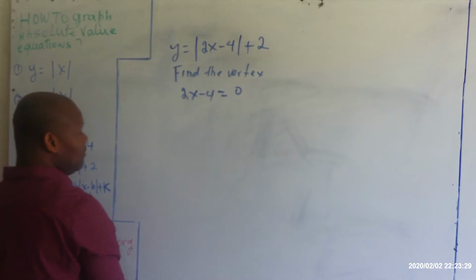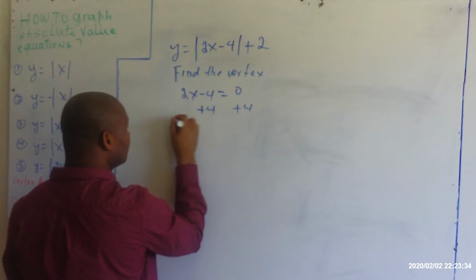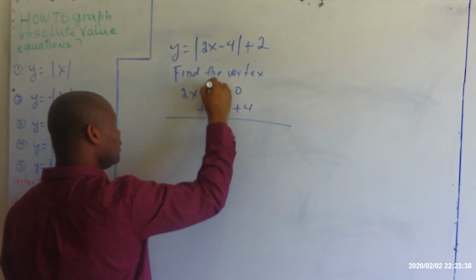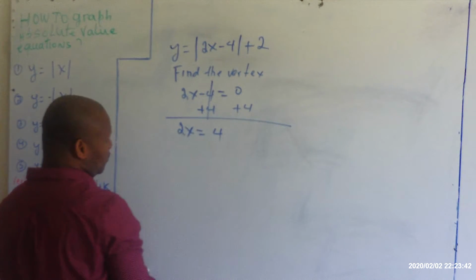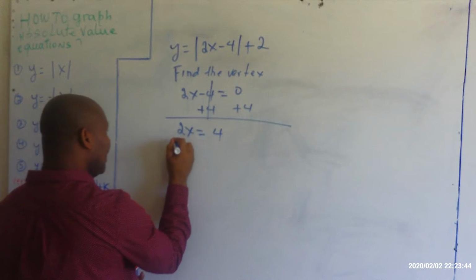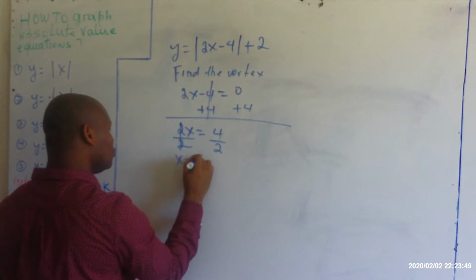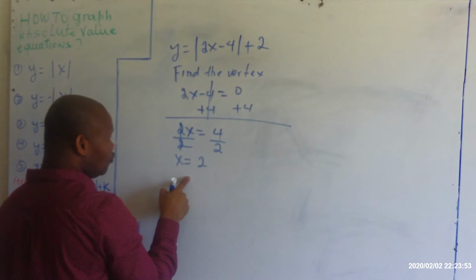So let me solve that. Plus 4 to both sides. So negative 4, positive 4, that cancel. 2x equals 4. So I need the x. Divide both sides by 2. x equals 2. That's the x coordinate. Okay, we have the x coordinate.